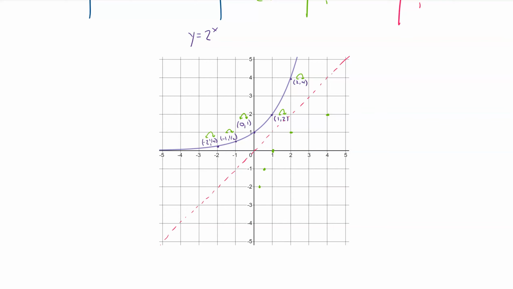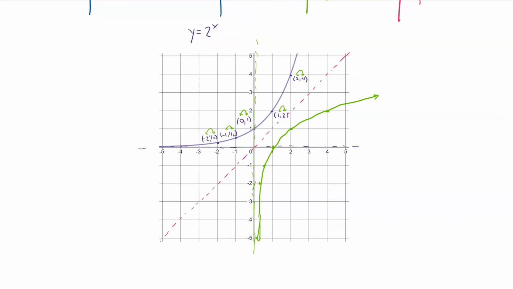And with an inverse, everything that was horizontal becomes vertical. So the horizontal asymptote that you didn't see drawn in there before will now become a vertical asymptote for the inverse. And you'll see when you connect the dots and sketch in the inverse, you get a function that looks sort of like that. So I can see the inverse function, but I'm curious what that function actually is.